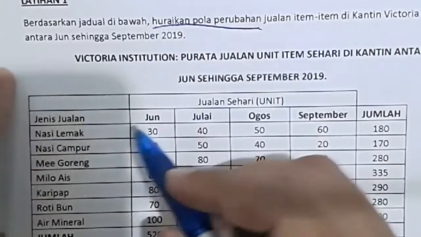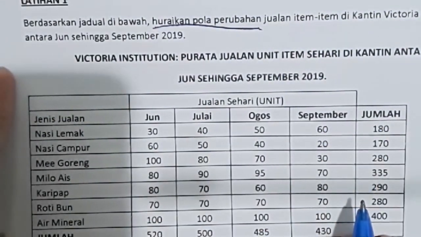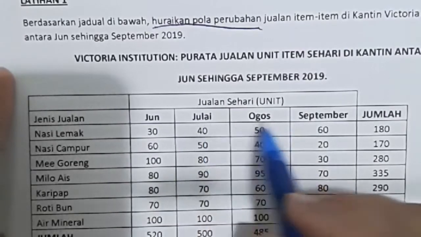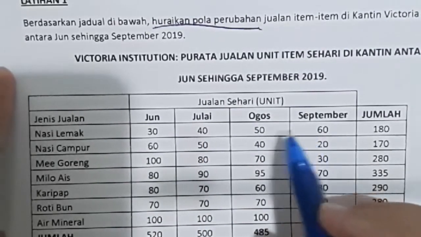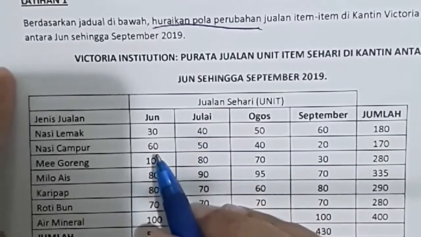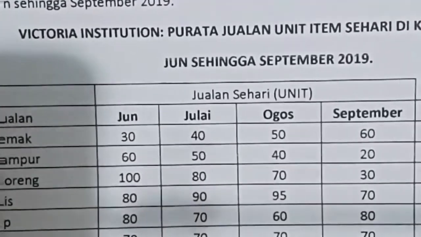Dia ada tajuk, dia ada table dan dia ada sela masa. Kalau kamu nak cari pola, sela masa tu adalah sangat penting, okay? It has to be at least 2 or 3 years or months or weeks as long as ada sela masa, okay? So I'm going to show you how to classify different pola, okay? Okay, so here we go.